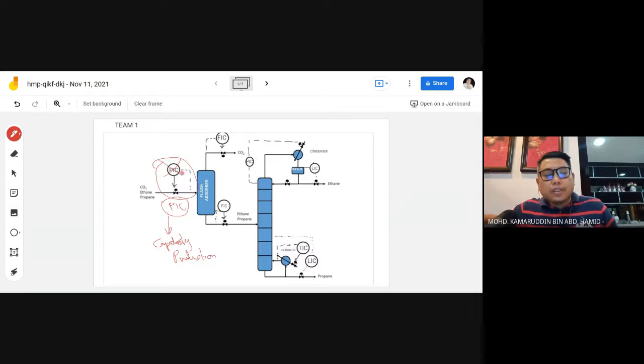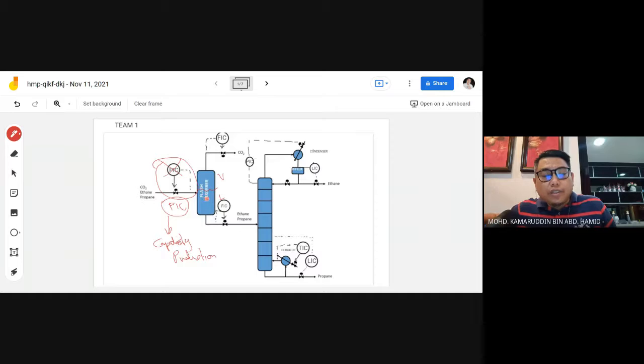So for the others too, usually we flow control the feed. So what happens inside the flash? There are two phases here. This is a liquid, and over here is a vapor. Liquid and also vapor.